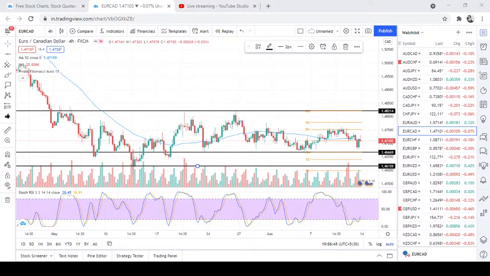So keep your eyes on EuroCAD at these two levels. These two levels look good. Though there is not much movement and not much volatility, these two levels still look good. On the upside, we have got this level as the resistance.